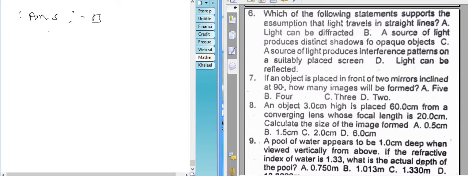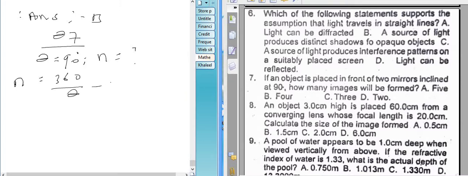Then question 7. If an object is placed in front of two mirrors inclined at 90 degrees, how many images will be formed? We have the angle, which is 90 degrees, and we're looking for the number of images. We can apply a formula: the number of images produced is equal to 360 over theta, minus 1. So the number of images is 360 over 90, minus 1. 360 divided by 90 is 4, then 4 minus 1 is equal to 3.